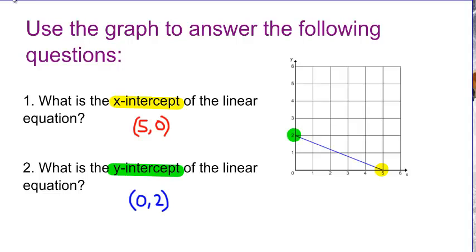Here we see that our x-intercept is (5, 0). We look down at our graph and it crosses at 5. And our y-intercept is (0, 2), right here, where it crosses on the y-axis. They're pretty easy to identify and pretty quick once you get the hang of what you're looking for.